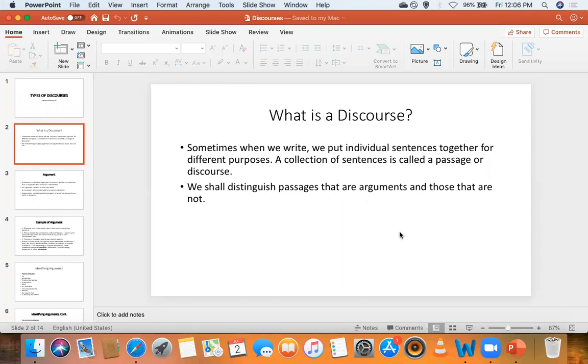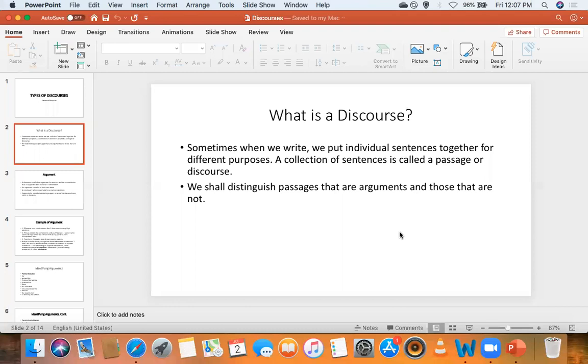So what is a discourse? Sometimes when we write, we put individual sentences together for different purposes. A collection of sentences is called a passage or a discourse. So basically, when you've put several sentences together, what you have is a passage, which you call a discourse in critical thinking or logic.